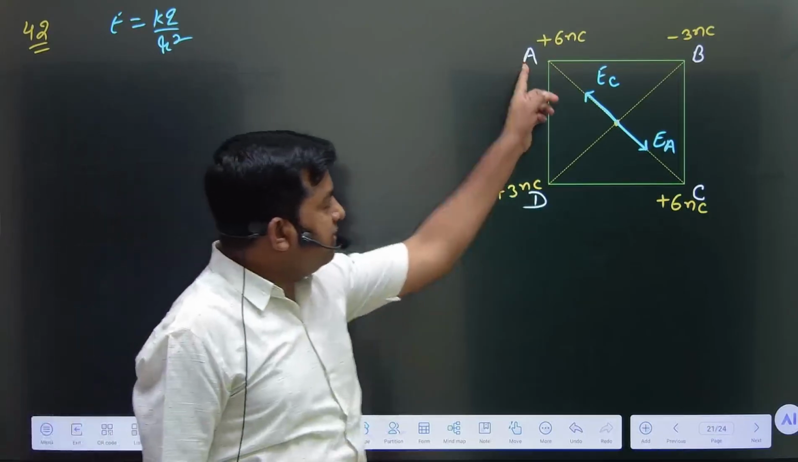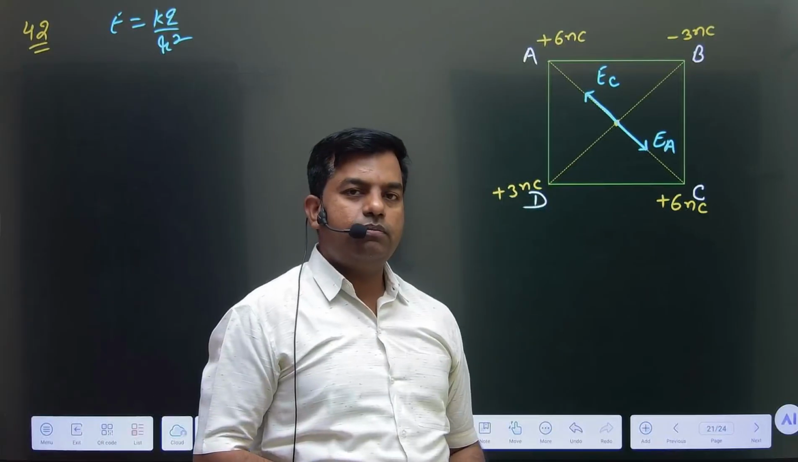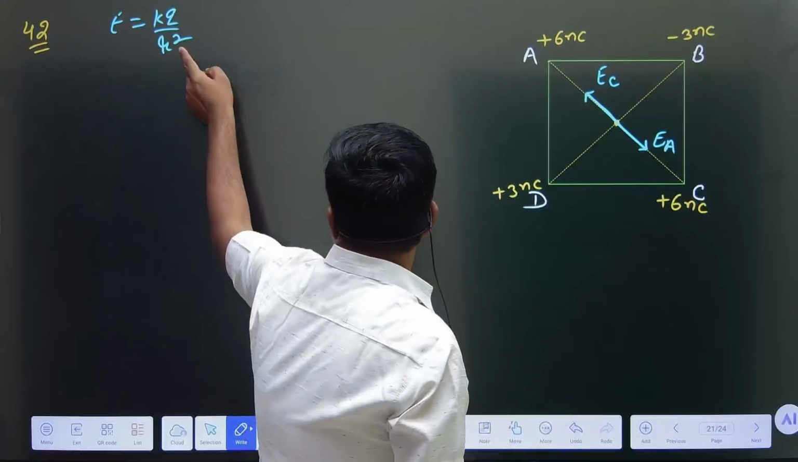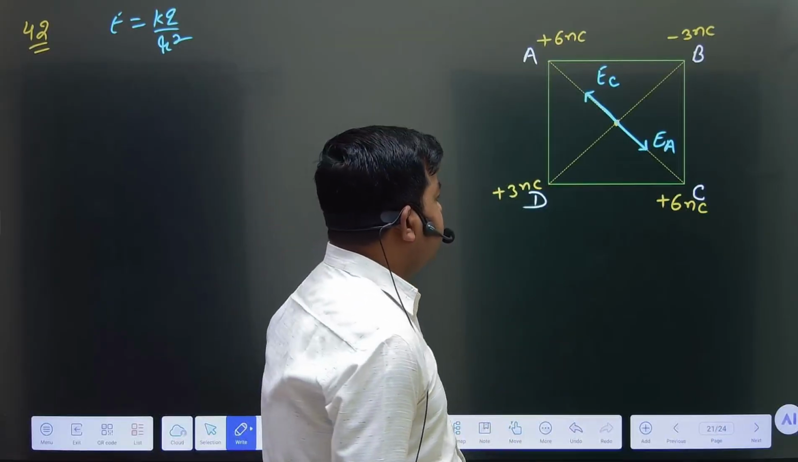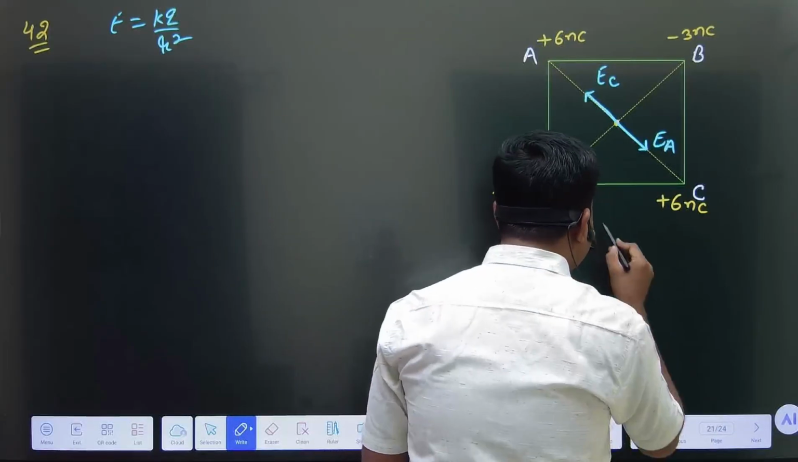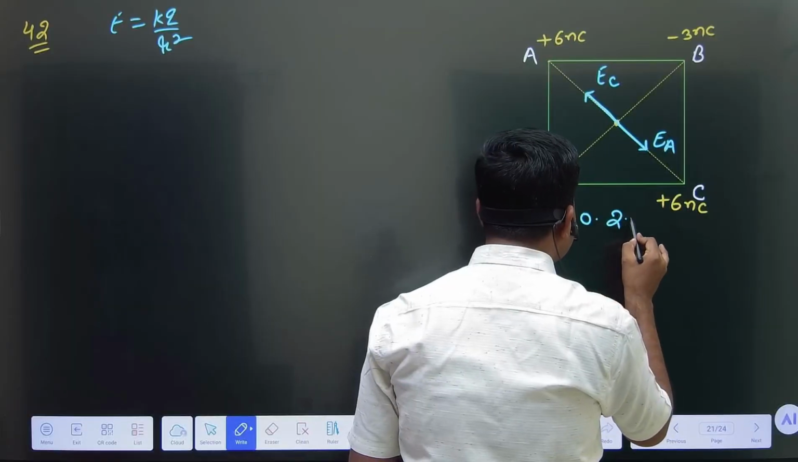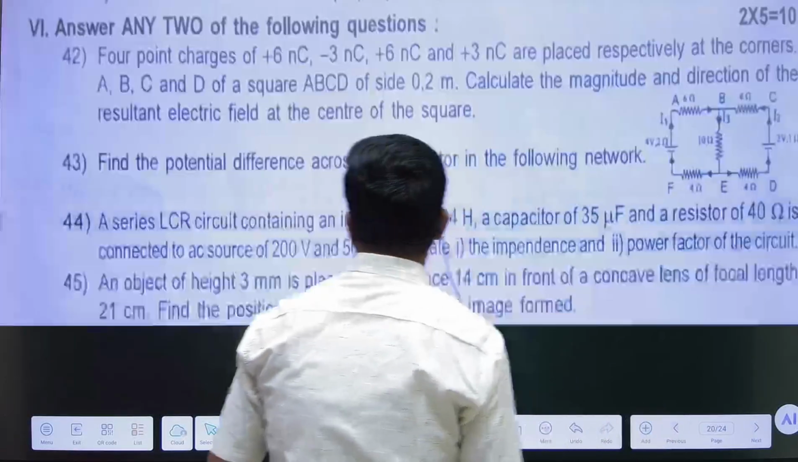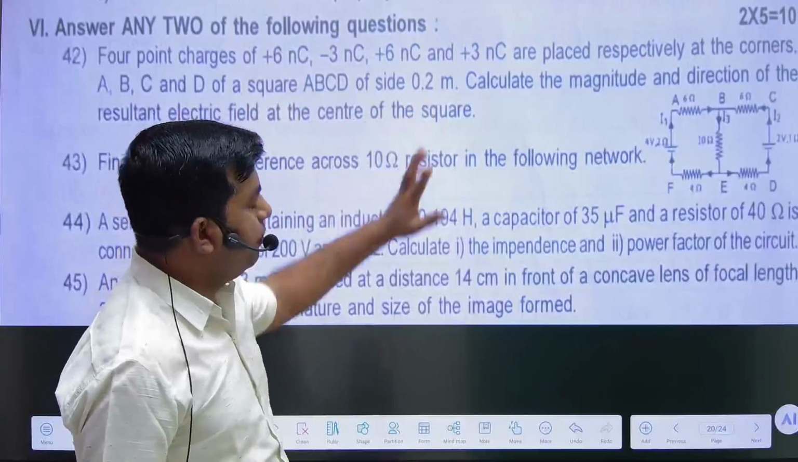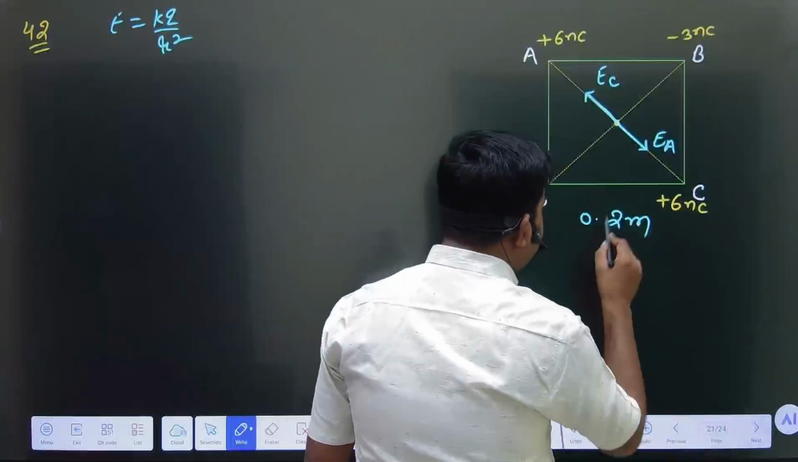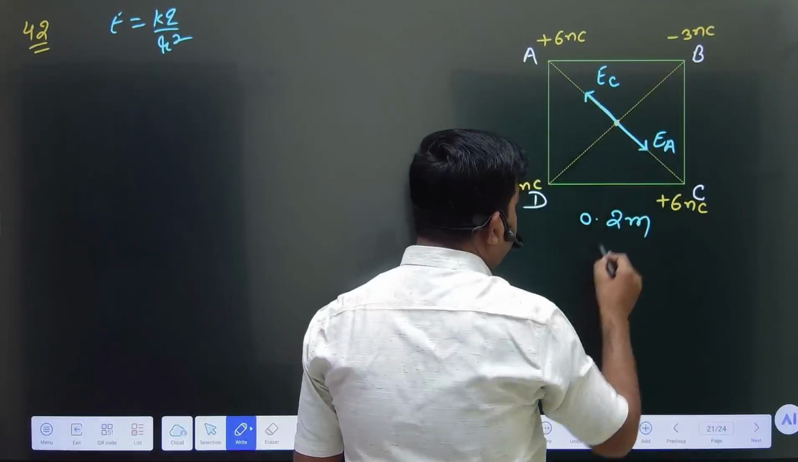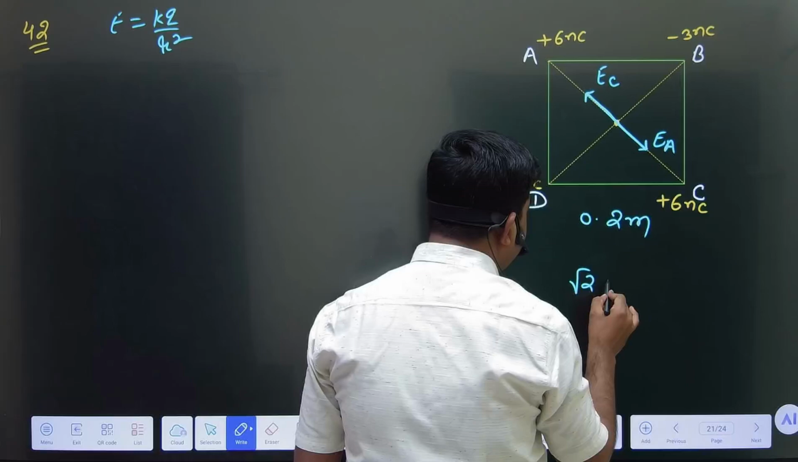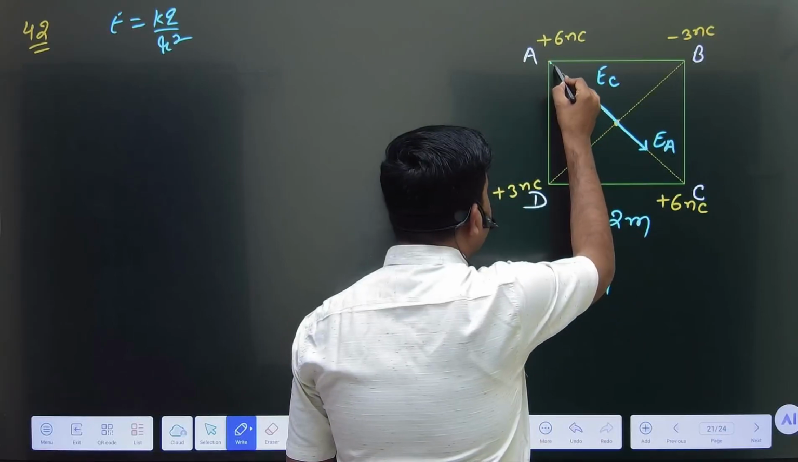So here the charge is plus 6 nanocoulomb, K is 9 into 10 to the power 9, and the distance is... this distance is given to you as 0.2 meter. This is 0.2 meter. So if this is A, then what is the length of the diagonal? Root 2 A. And this is the half length, from this to this.